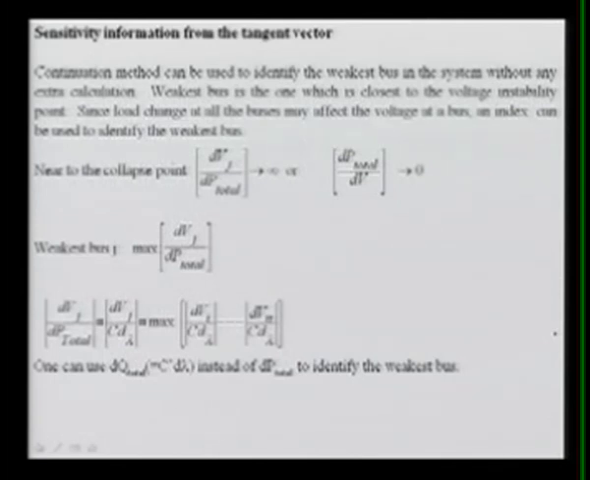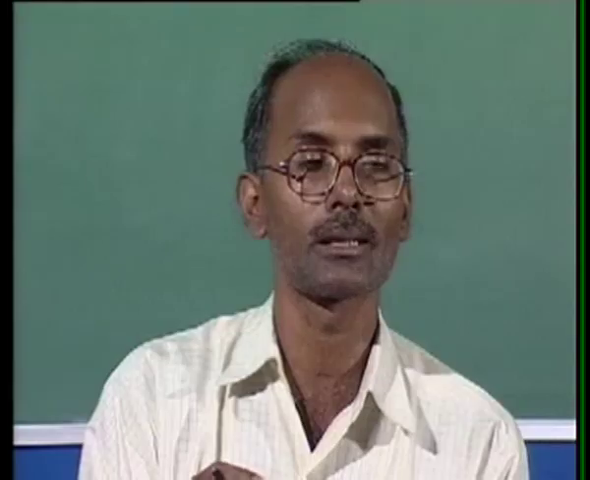You know, this here is a whole big system. Let's suppose the voltage here at this bus, and you keep on increasing the load at the various buses in the system. If you are changing even the load here, the voltage at this bus will be affected. It may be less affected, but it will be, no doubt. So here it can be defined as near to the collapse point or nose point.